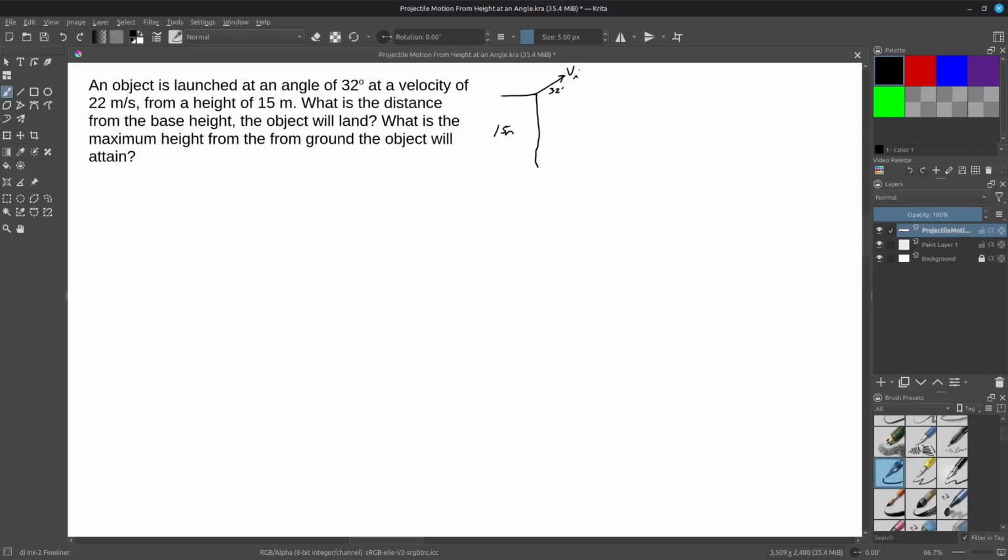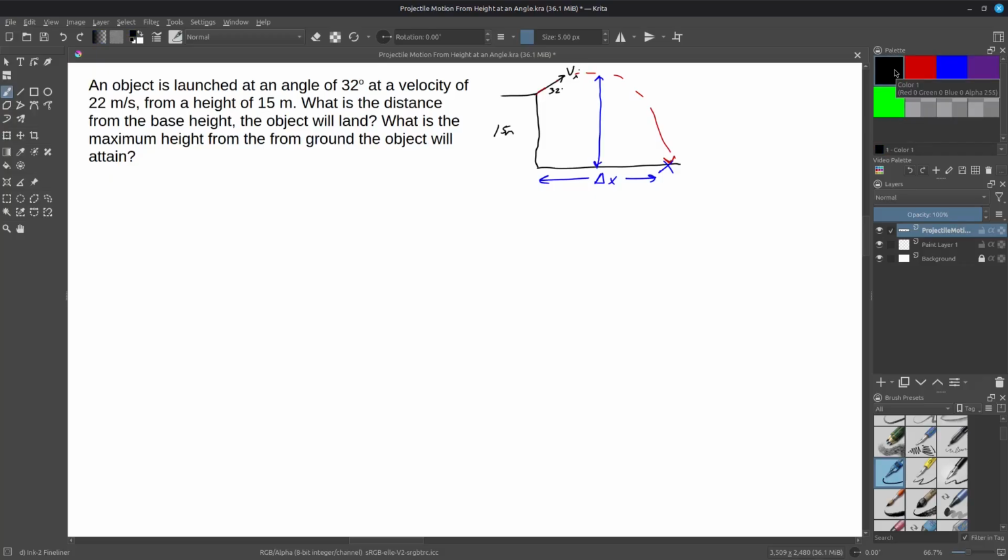Okay, and what is the distance from the base of the height it will land, and what is the maximum height? So in other words, we have the base of this height, and let's get a different color, and it's going to shoot out and land somewhere in a parabolic fashion. So we have a distance x, delta x, from the base to where it lands, and we also have a maximum height that's above the original height. Okay, we're going to determine that.